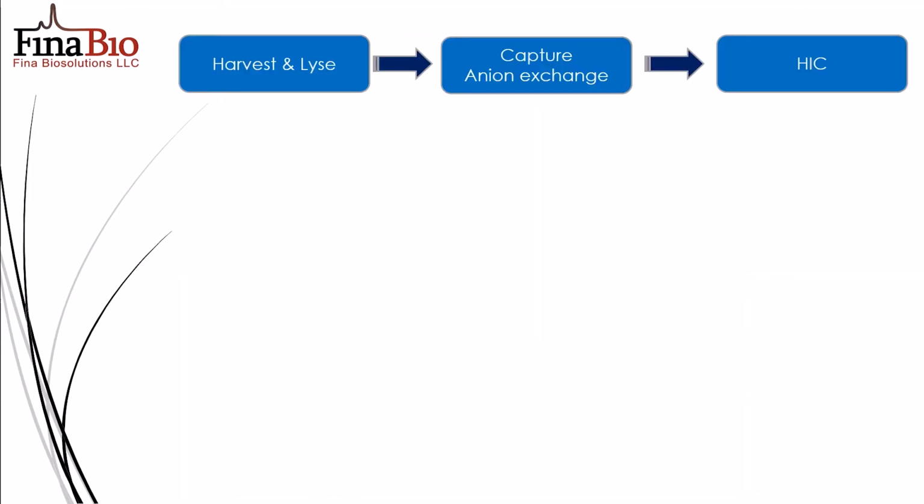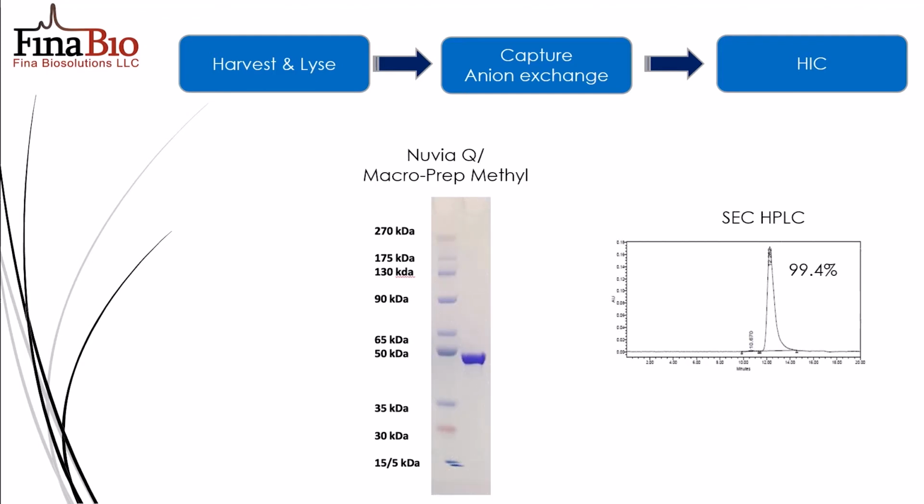We then had our purification process: harvest and lyse involving centrifugation, our capture anion exchange, followed by HIC. This was the final product of the combination of Nuvia Q and Macro-Prep Methyl. And we more than hit our target. We achieved better than 99% purity by SDS-PAGE and SEC HPLC with low endotoxin and low host cell protein.